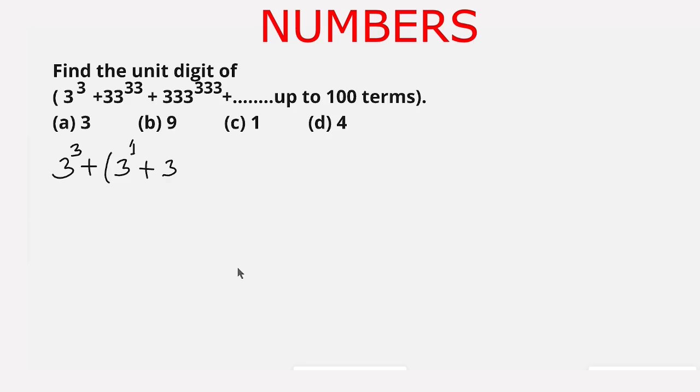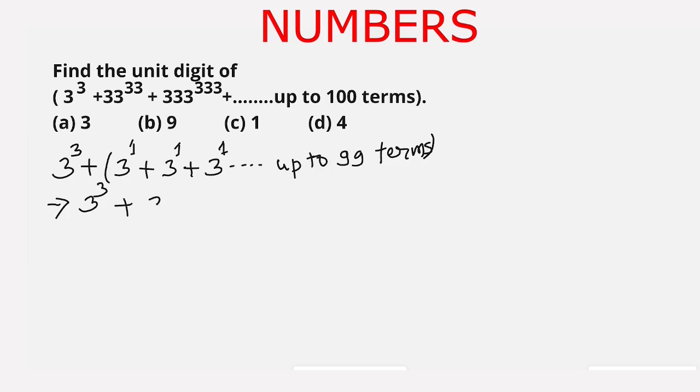So we will divide the last two digits, which is 33, and again we are going to get the remainder as 1. This way we are going to get the remainder for every term as 1, and these terms will be up to 99 terms. So this is going to be 3 to the power 3 plus 3 multiplied by 99, and this gives us 3 to the power 3 as unit digit 7, as 3 to the power 3 is 27 and unit digit of 27 is 7, plus 99 times 3, and we have just to find the unit digit.